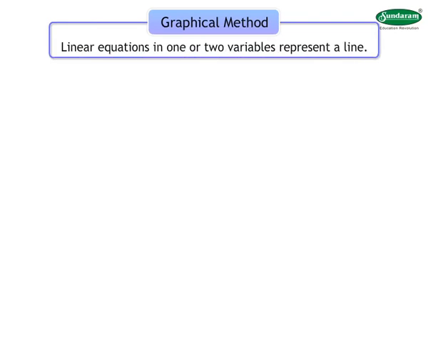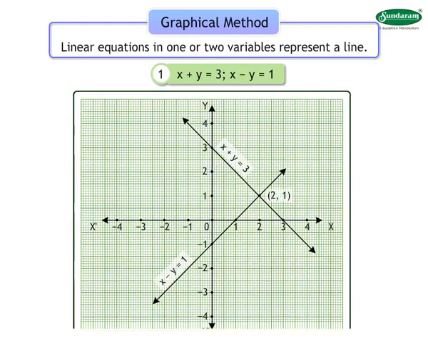Let us look at the graphical method. In previous standard, you have studied that linear equations in one or two variables represent a line. Number 1. Consider these simultaneous equations. X plus y is equal to 3, x minus y is equal to 1. We get the graphs of the equations.